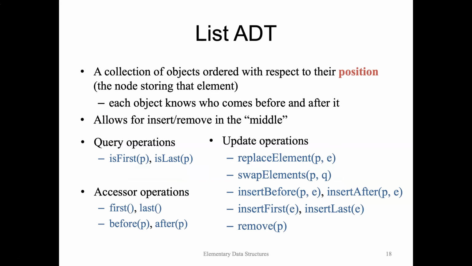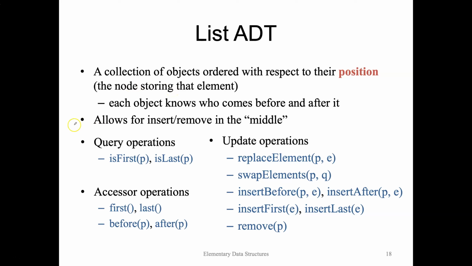So stacks and queues limit where items are inserted and which items are removed when we remove an item. So we're going to move now to data structures which can store arbitrary objects anywhere. So a list maintains objects order with respect to their position. So this lets us view an ordered collection of objects in terms of their places without worrying about the exact way those places are represented. So the position of an object is the node which is storing that element. That way every object knows who comes before it and who comes after it.